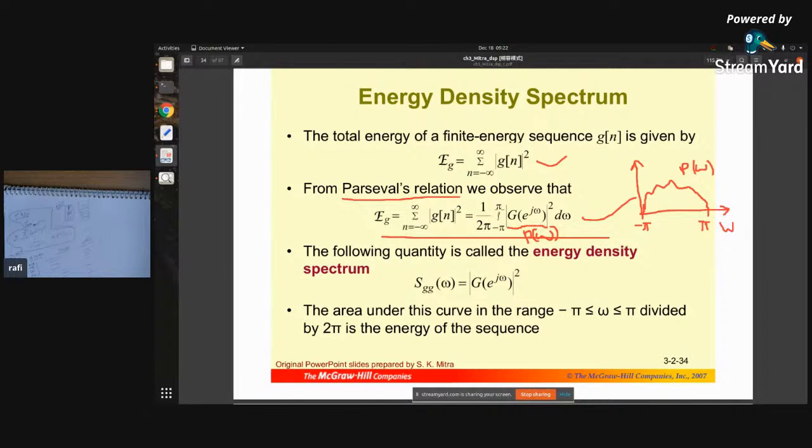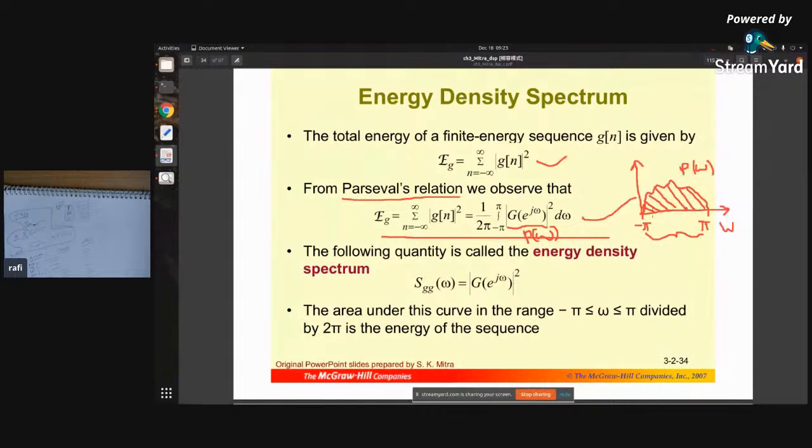Okay, and what does this integration mean? Integration means you are calculating the area under this curve and dividing by the width. The width is 2 pi. So that will give you the average value of this p of omega. So what does this mean actually?